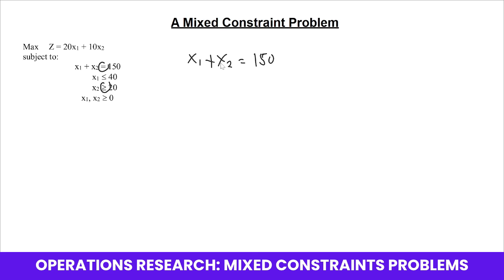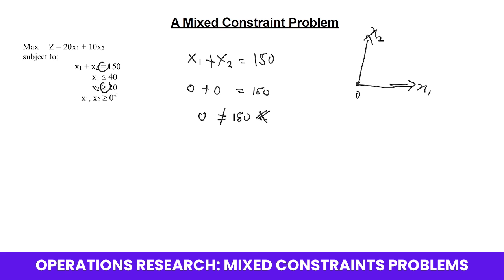But let's look at something here. Let's take the origin for instance. Let's see if this equation is satisfied. Let's say here is x2 and this is x1. So the origin is 0. Assuming x1 is 0 and x2 is 0, we have 0 plus 0 equal to 150. 0 is never equal to 150. So this is impossible. So we have to do something about it.